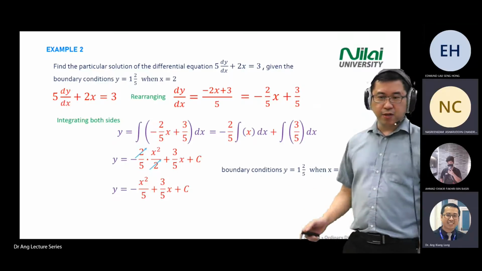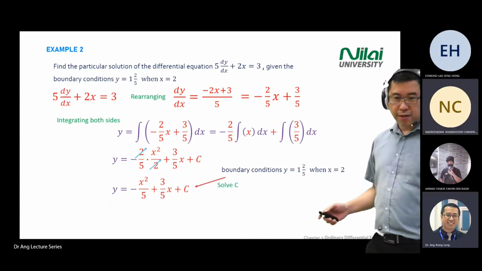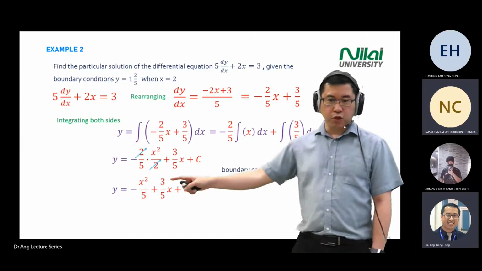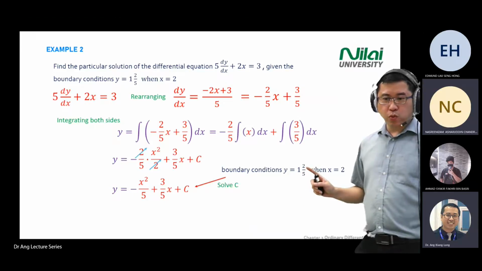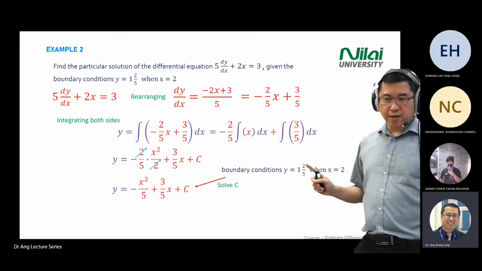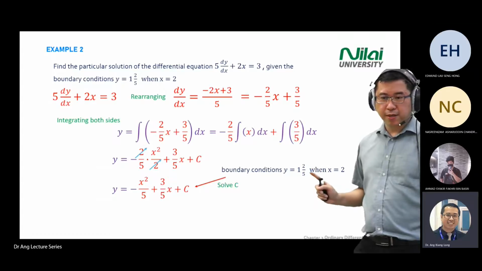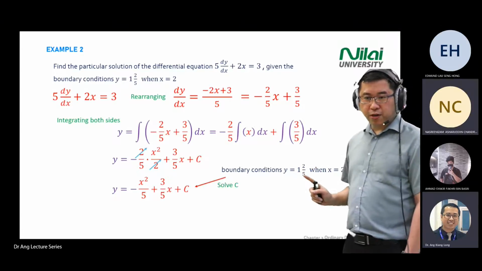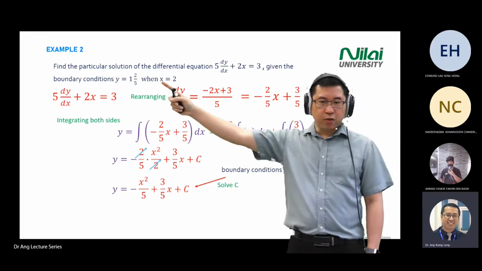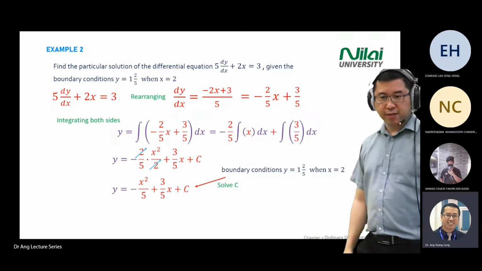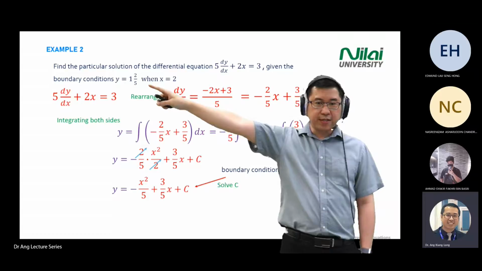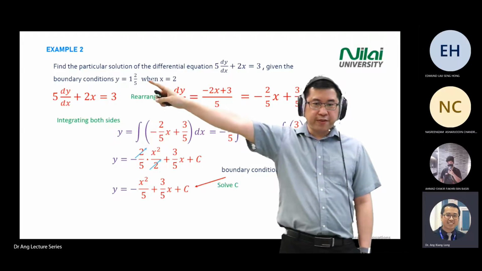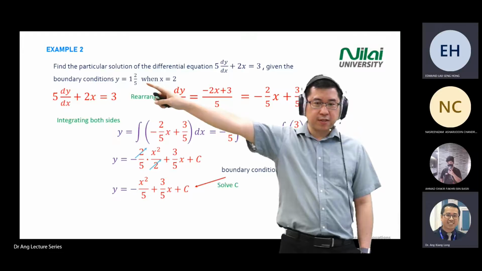Here, you use your calculator. You substitute your y, substitute your x. 1 and 2 over 5, you need to rearrange this to get the full fraction number. So this one is 7 over 5, right? 1 and 2 over 5 is 7 over 5. Edmund, do you get that one? Do you understand when I say 1 and 2 over 5 equals 7 over 5? Yes, sir. Okay.